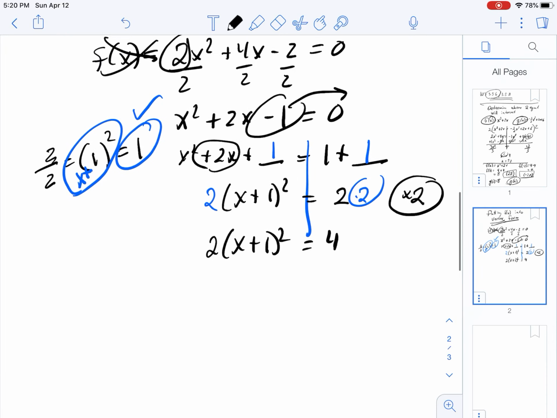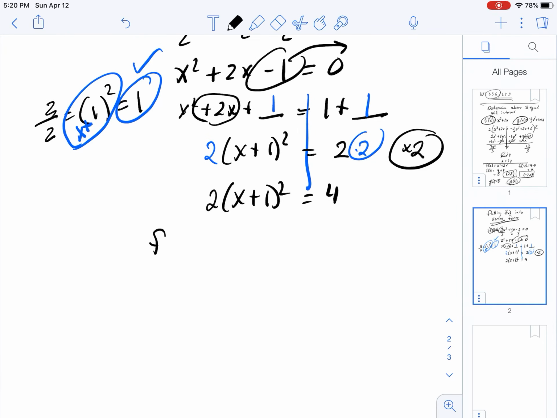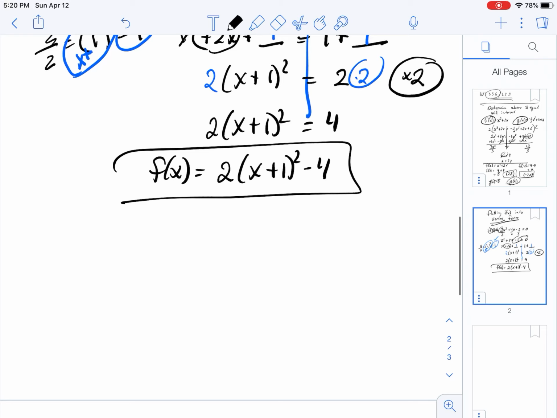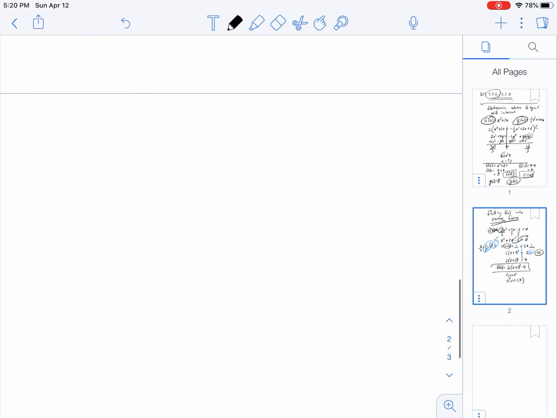Move the 4 over, and what's left? f. So therefore, bringing my f of x back in, I have 2x plus 1 squared minus 4. And what I have is the function, or the steps, y equals x squared. Your vertex, you've got negative 1, negative 4, and so on. So I'm ready to get going in terms of graphing. All right, let's take a look at a couple more.